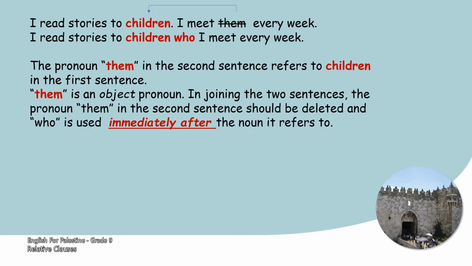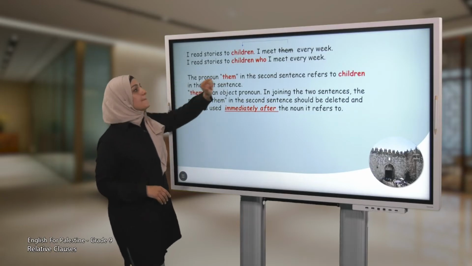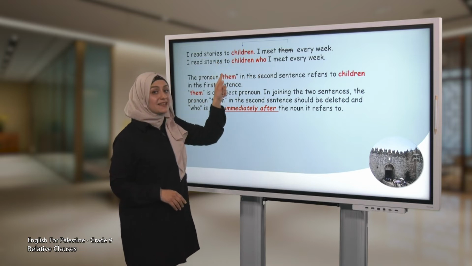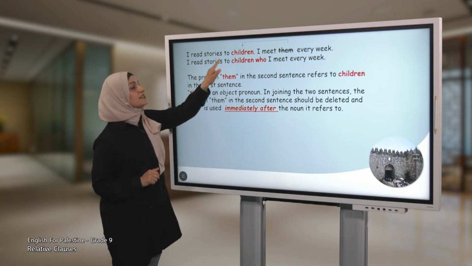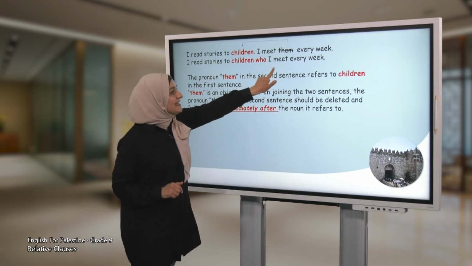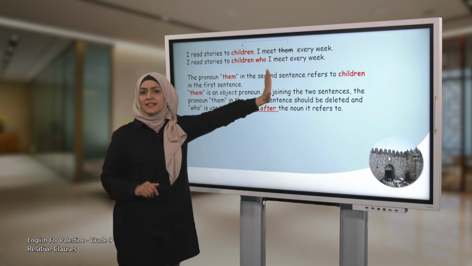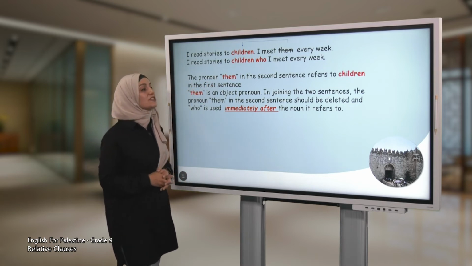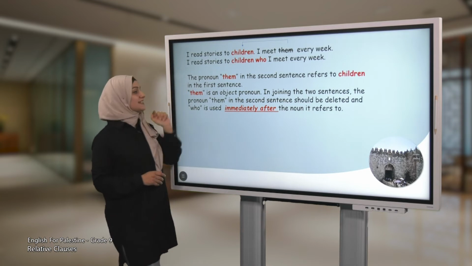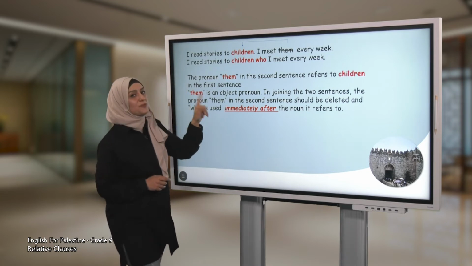The only thing that you have to pay attention to is that you need to put the relative pronoun immediately after the noun it refers to. So remember to put the relative pronoun immediately after the noun it refers to. I read stories to children who I meet every week, and you can complete the sentence as it is. Very good. So the pronoun them in the second sentence refers to children in the first sentence. Them is an object pronoun.